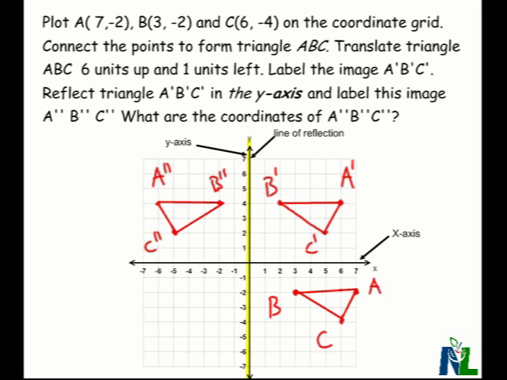Finally, we need to write the coordinates for each of these 3 points. If we look at point A prime prime, we see that it has a x-coordinate of -6 and a y-coordinate of 4. So the coordinates of A prime prime are -6 and 4. And we can write it like this.